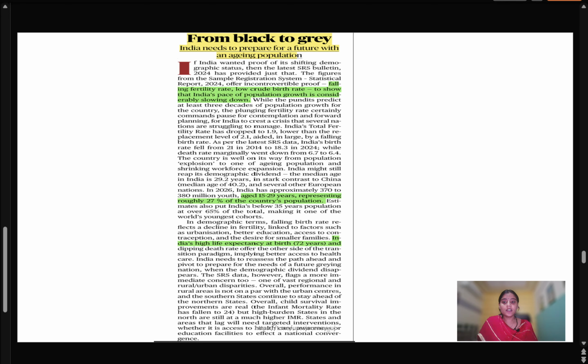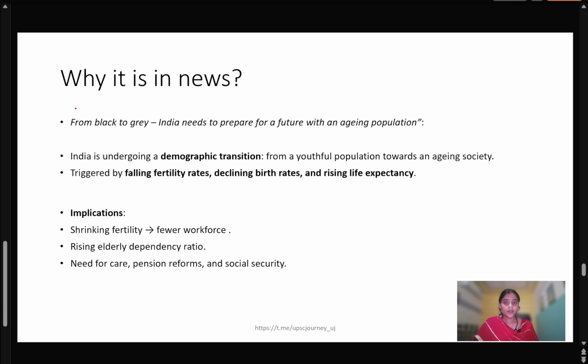Okay, now the next article is "From Black to Gray." This article is very important because in India, we have seen that India needs to prepare for a future with an aging population, because we have seen a decline in the total fertility rate. So from black to gray, India needs to prepare for its future with an aging population.